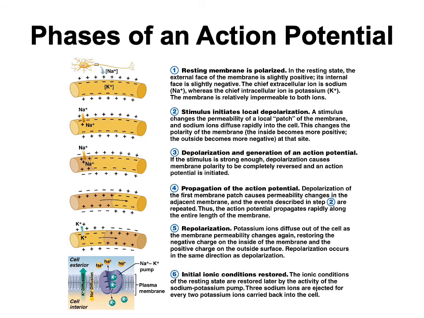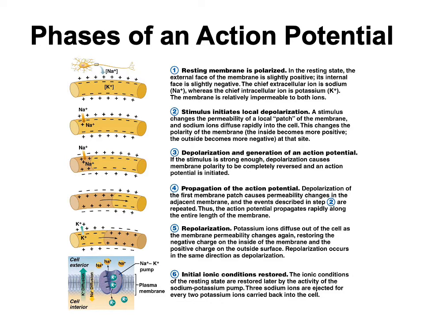Phases of an action potential. It starts with the cell membrane at resting membrane potential and ends with it at resting membrane potential. So the resting membrane potential of a neuron cell body is called polarized. That's where it's negative on the inside and positive on the outside. That means it's ready to receive a stimulus.